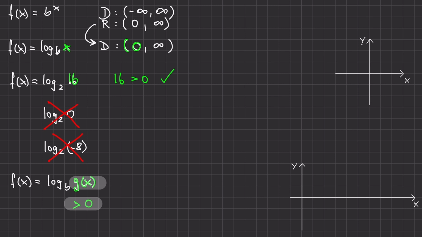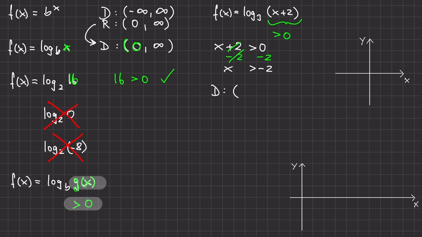Let me show you an example where we have to find the domain of the logarithmic function f of x equals log base 3 of x plus 2. The domain of this function consists of all x for which x plus 2 is greater than 0. Subtracting 2 from both sides gives us x is greater than negative 2. So the domain of this function is negative 2, infinity.